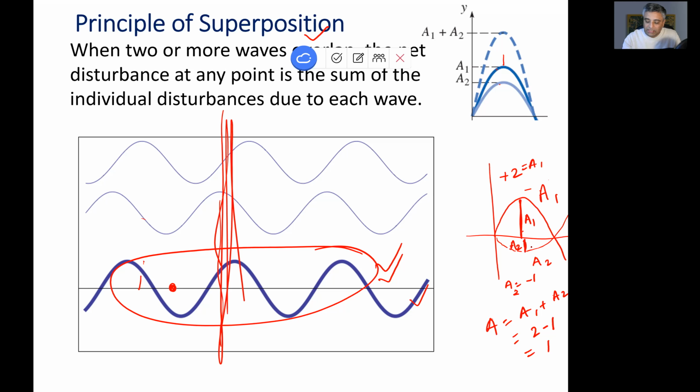So in this case, what's the result of mixing these two waves, A1 and A2? The result is going to be something like this, with an amplitude of +1. So that's how we can add algebraically, taking account of the sign, positive and negative. Okay.